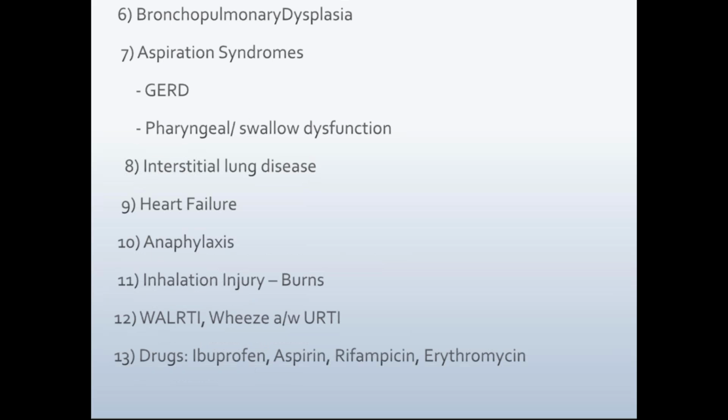Aspiration syndromes are another entity. Even in anaphylaxis, like angioedema, you can have wheeze. Some drugs can also cause it: ibuprofen, aspirin, rifampicin, and erythromycin. Others are inhalational injuries due to burns. All these cause obstruction to your bronchi or airway wall edema, leading to the entity called wheeze.